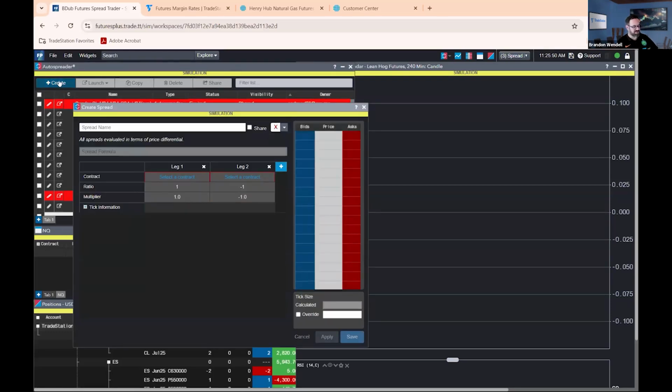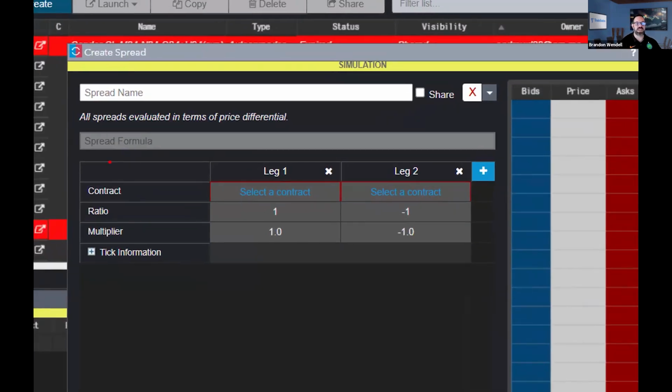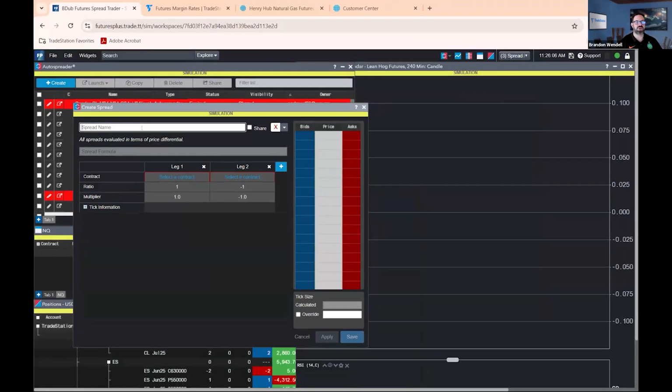And now this is kind of interesting. With this create, I give it a name for the spread and I choose the two different legs that I want to use. And it'll create the symbol and the charts for me if I want. So let me show you how that works. Say I want to trade gold versus silver. There we go. That just popped up.